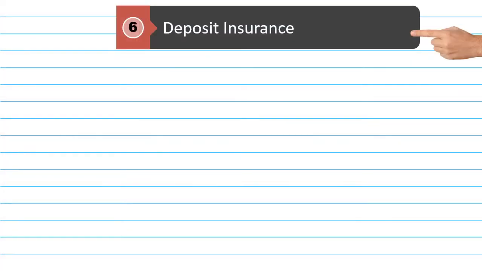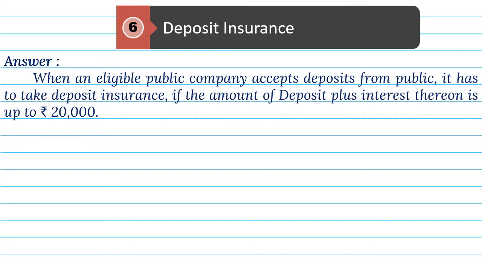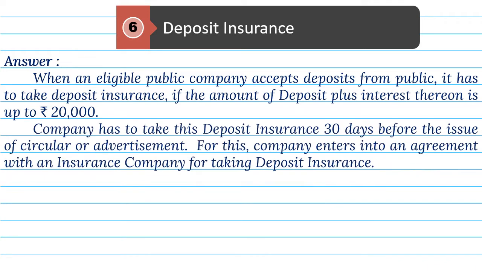6. Deposit insurance. Answer. When an eligible public company accepts deposits from public, it has to take deposit insurance if the amount of deposit plus interest thereon is up to rupees 20,000. Company has to take this deposit insurance 30 days before the issue of circular or advertisement. For this, company enters into an agreement with an insurance company for taking deposit insurance.